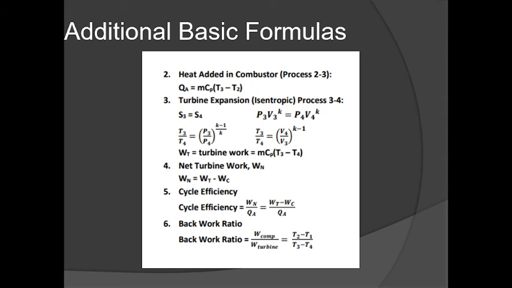The temperature difference. So next is the net turbine work, or the total work done by the system, which is the work of the turbine minus the work of the compressor. So for cycle efficiency, we have the work net over the heat added. So work net is the work of the turbine minus the work of the compressor, divided by the heat added. So back work ratio is the work of the compressor divided by the work of the turbine.